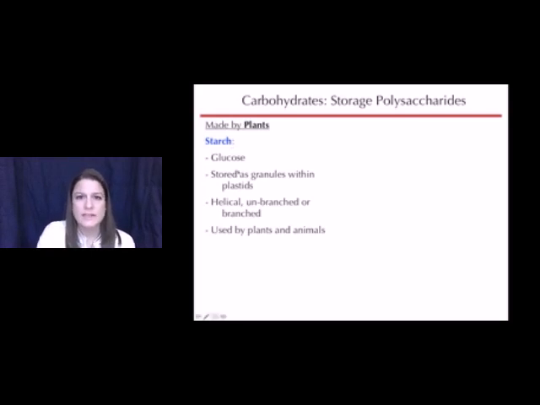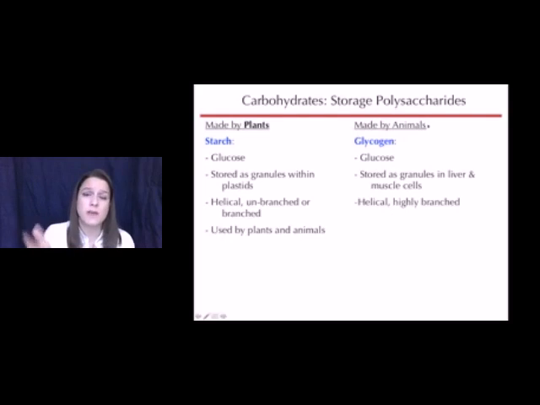Animals, on the other hand, when they need to store carbohydrates or monosaccharides, they're going to store them in the form of glycogen. So glycogen is pretty similar to starch, but it's more branched. Also made of glucose, and that's going to be in your liver and muscles. So when you are using your first stores of energy, let's say you go out running, that's going to be your glycogen. That's what goes first.